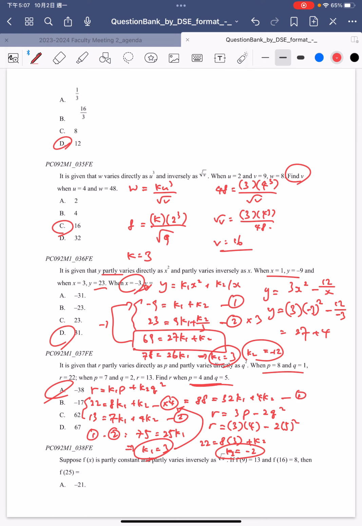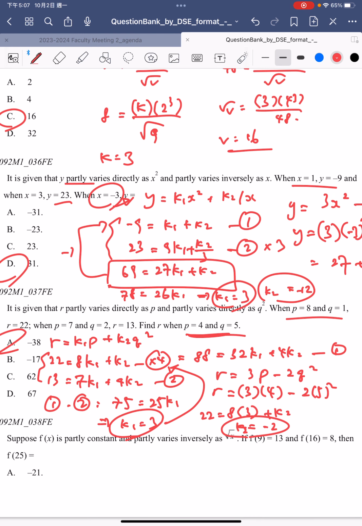So for each question, it actually takes around 40 seconds to 1 minute to finish. All right, for the next part, we have f of x is partly constant and partly varies inversely as the square root of x. So we have f of x equals k1 plus k2 divided by square root x. Then we have these two conditions.